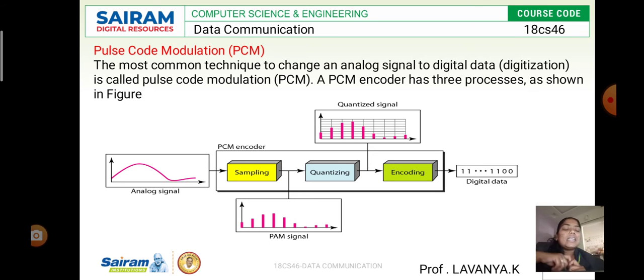Here, the quantizing is nothing but the given samples. Each sample is going to meet a specific horizontal line, which we call the quantizing signals. Look at the quantizing signals here.